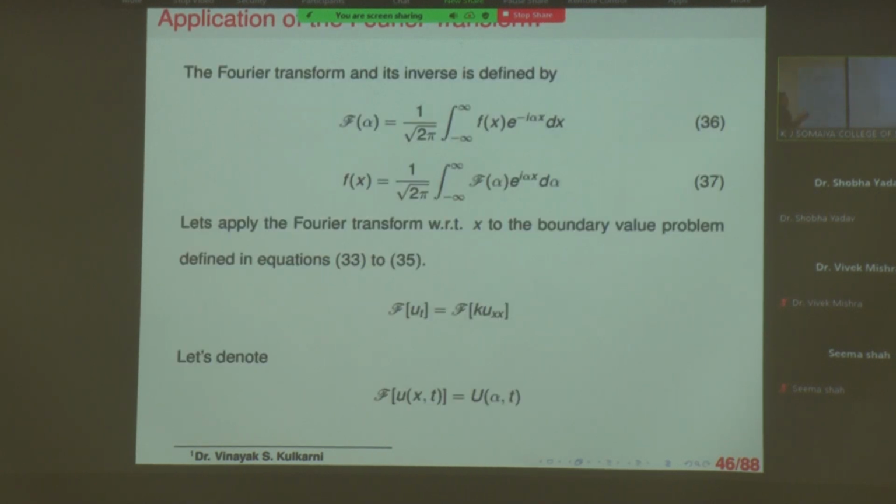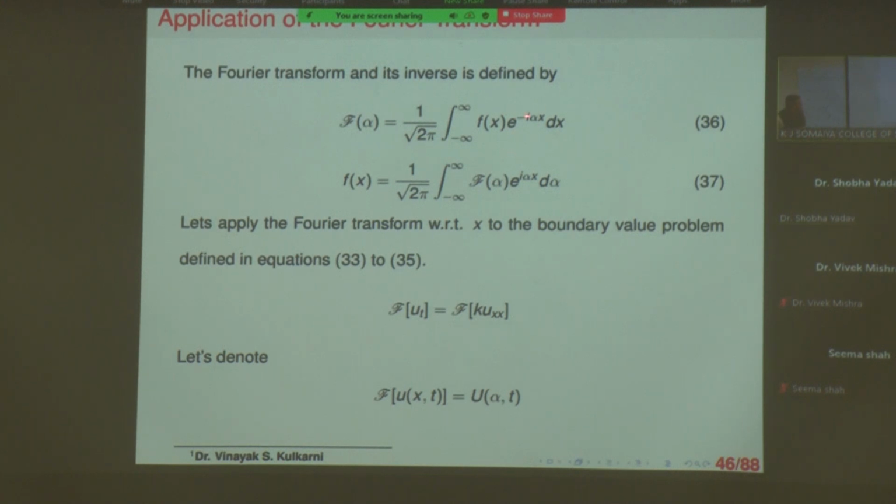Now, as I told you, I am going to use the Fourier transform. So first of all, let me tell you the basic definition of the Fourier transform, and then I will apply it. Equations 36 and 37 represent the Fourier transform and its inverse. The Fourier transform parameter I will take as alpha. The Fourier transform is an integral transform which is given by this integral equation: 1 upon root 2 pi, integral from minus infinity to plus infinity of f of x e to the power minus i alpha x. This e to the power minus i alpha x is known as the kernel of the integral transform, the kernel of the Fourier transform.